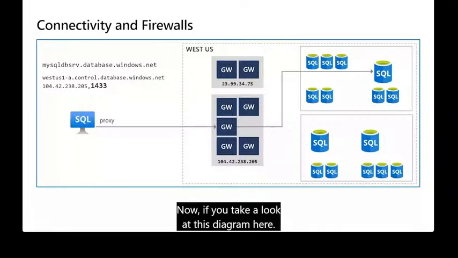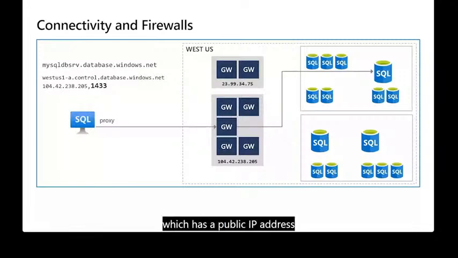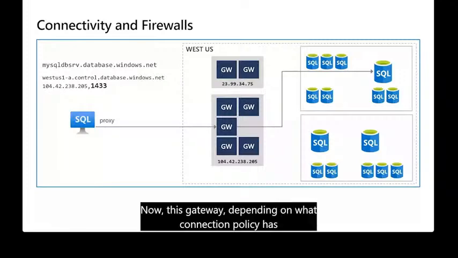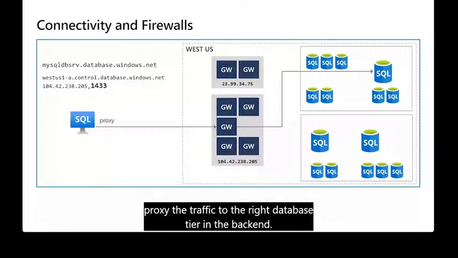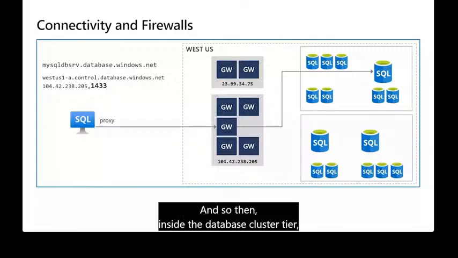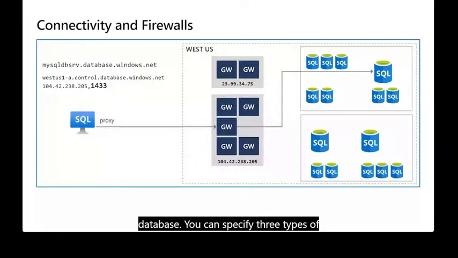Now, if we take a look at this diagram here, we've got a client connecting to the database gateway, which has a public IP address and is listening on port 1433. Now, this gateway, depending on what connection policy has been specified on this gateway, will either redirect or proxy the traffic to the right database tier in the backend. And so then inside the database cluster tier, the traffic is then forwarded to the appropriate database. You can specify 3 types of server connection policies.